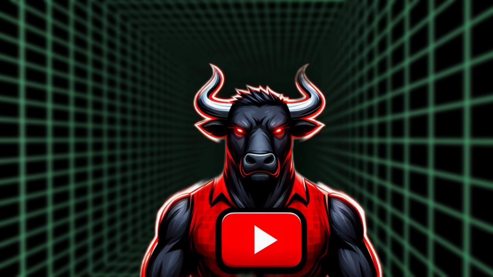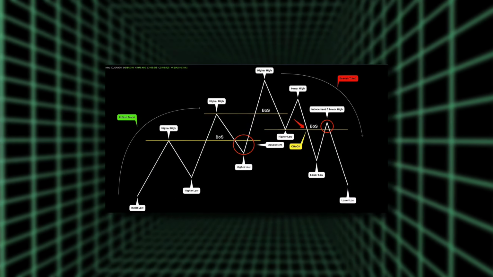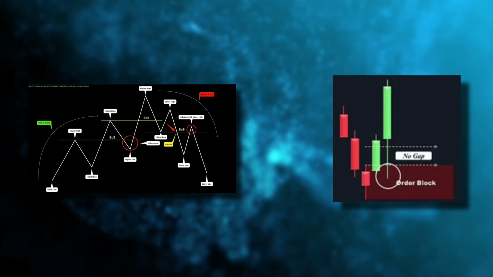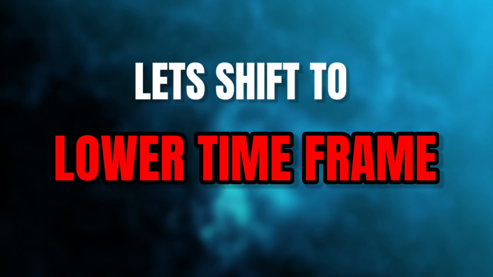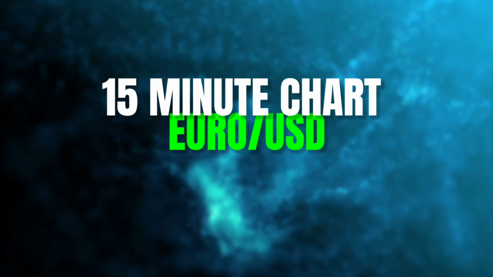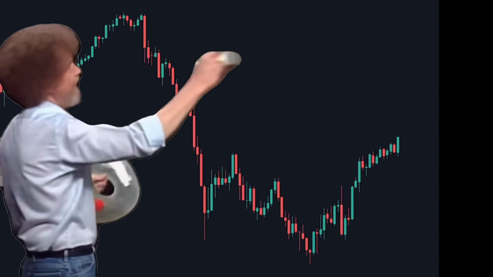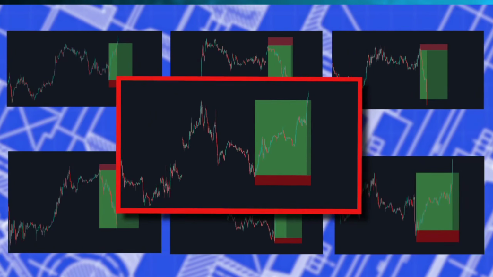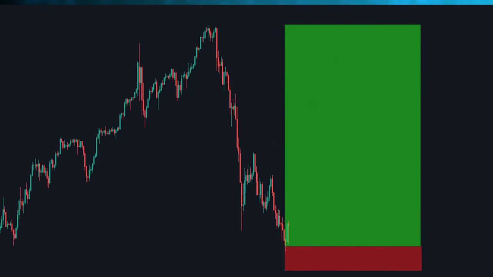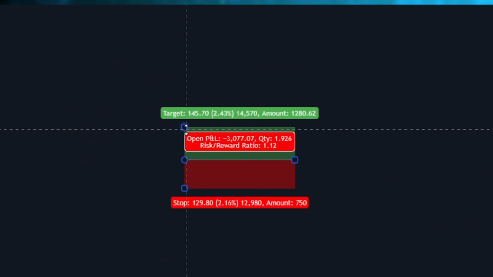Now that we have a clear and confident view of market structure and have locked in the best possible order block, it's time to take our analysis to the next level. Let's shift to a lower time frame for even greater precision. By zooming into the 15-minute chart of Euro/USD, we will refine our trade, pinpoint the best possible entries, and fine-tune our risk management, all while maximizing risk to reward potential.